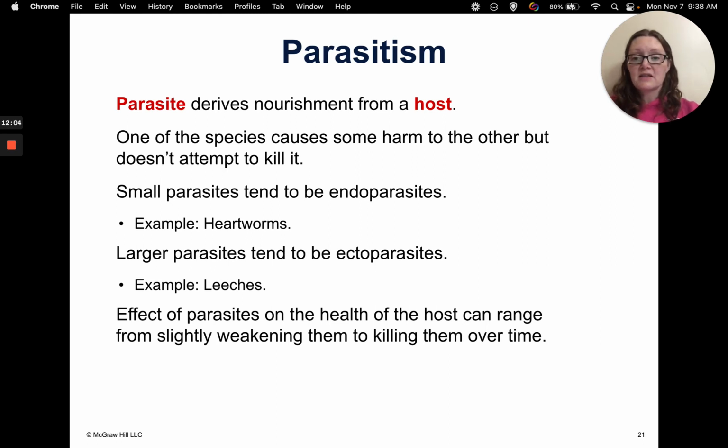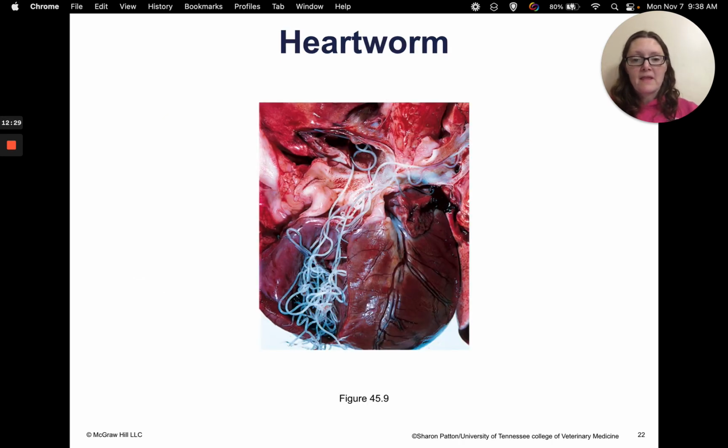Heartworms and leeches are great examples. Ticks and mosquitoes, also great examples, because those are types of parasites. Different kinds of worms like roundworms and intestinal worms are all parasites. Effects of parasites on the health of the host can range from slightly weakening them to killing them over time, but that's not as typical. So here's an example of heartworms found inside a heart.